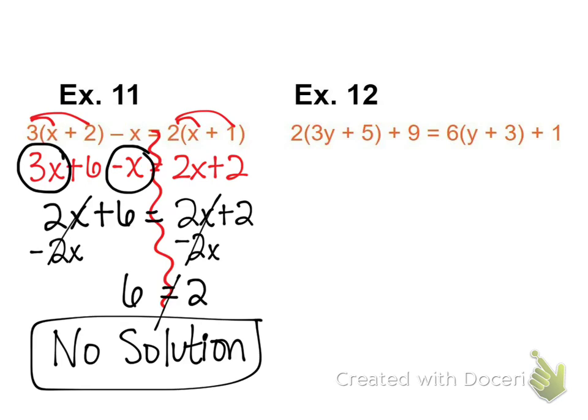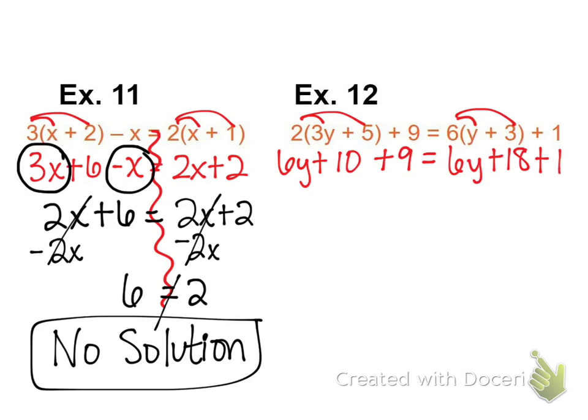All right, on number 12, again, we start our process over. First thing we should be looking to do is distribute. When I distribute this 2, what do I get? 6. Good, 6y plus 10. The plus 9 stays the same. Then we also distribute the 6. We get, very good, 6y plus 18 plus 1. Again, that 1 on the end didn't change.